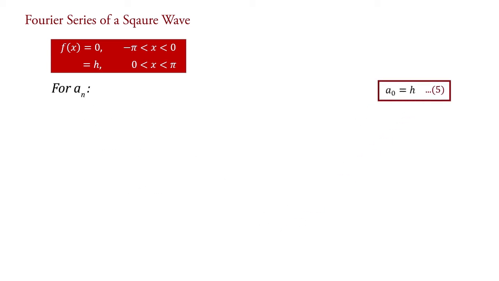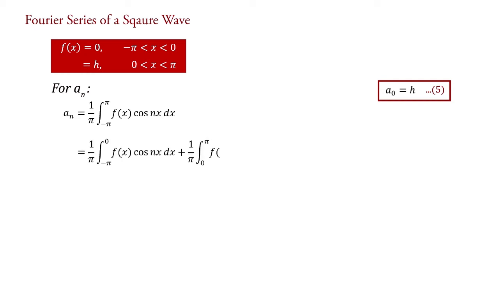For an equal to 1 upon pi integral minus pi to pi f of x cos nx dx. Here also we write the integral into two parts. An equal to 1 upon pi integral minus pi to 0 f of x cos nx dx plus 1 upon pi integral 0 to pi f of x cos nx dx. Here in interval minus pi to 0, f of x is 0, so we put here 0, and in interval 0 to pi, f of x is h, so we put here h. So we obtain this equation.